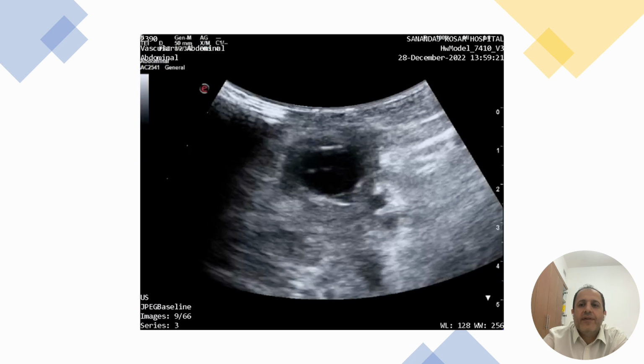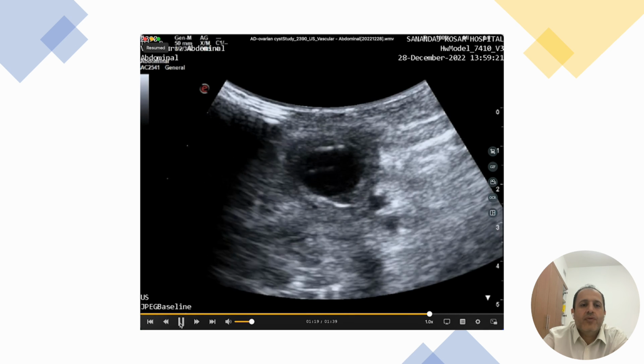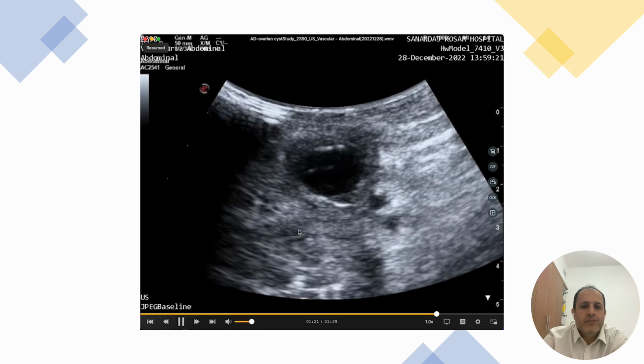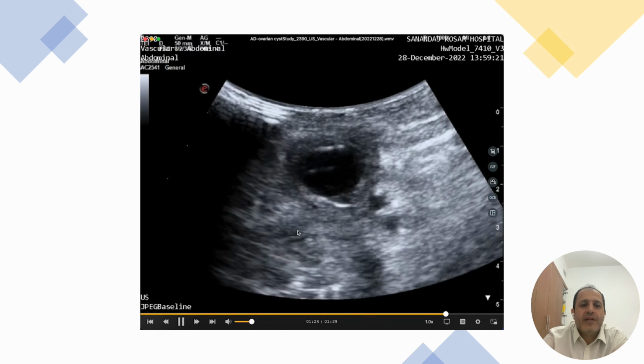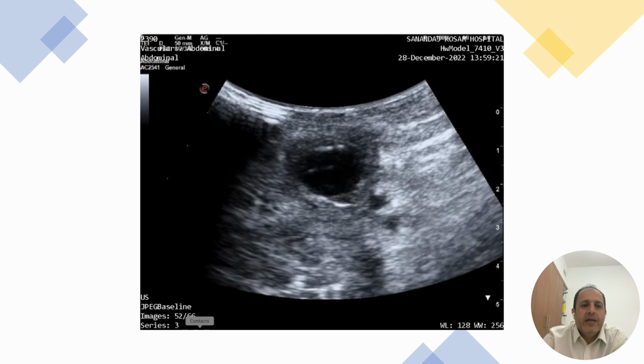It is just another picture. I just brought it here to show the aortic dissection. So it is important to be familiar with ultrasound so that we can detect life-threatening lesions.